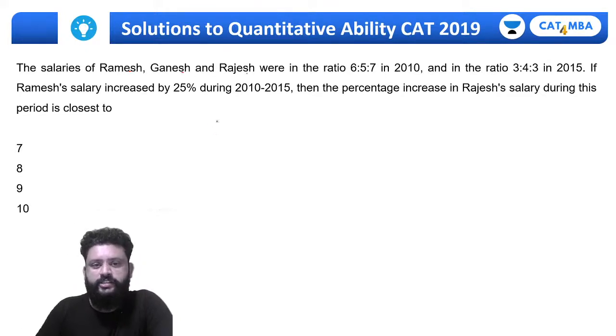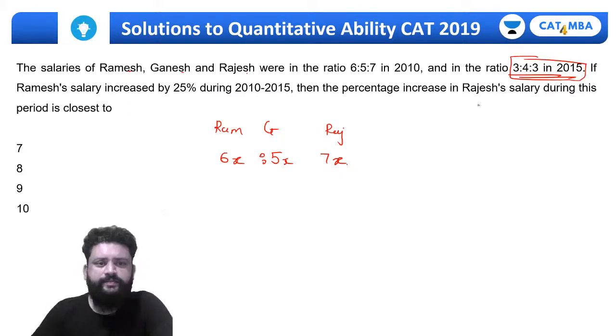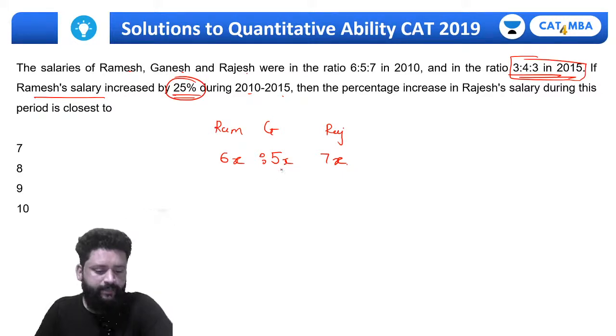Ramesh, Ganesh and Rajesh, the salaries are in the ratio 6:5:7, so take 6x, 5x and 7x. Then in 2015 the ratio is 3:4:3. Let's keep it aside. Ramesh's salary increased during 2010 to 2015 by 25%. So what is 25% of 6x? 25% is 1.5x, right? One fourth.